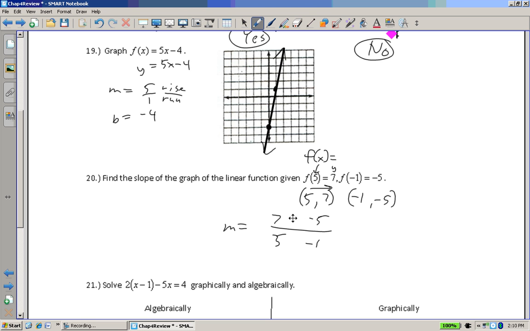We're going to subtract these in the fraction form. Keep, change, change, keep, change, change. M equals 7 plus 5, 12, 5 plus 1 is 6, m equals 2. Have we found the slope? Yes, we have.